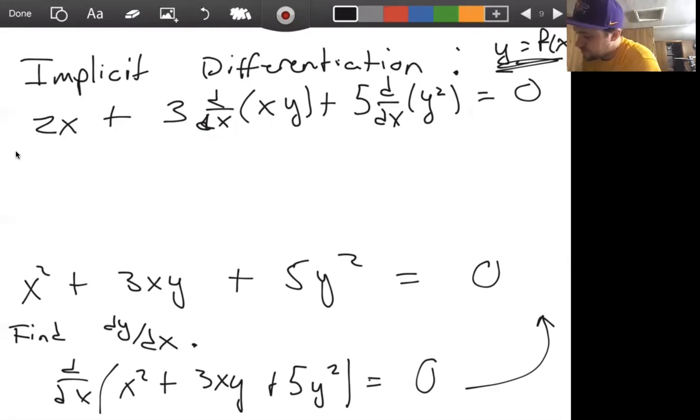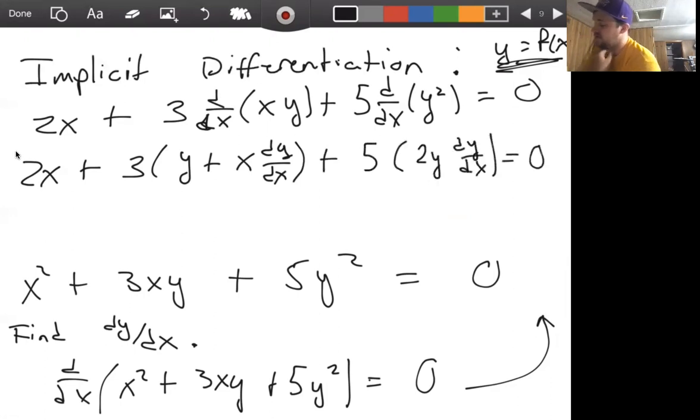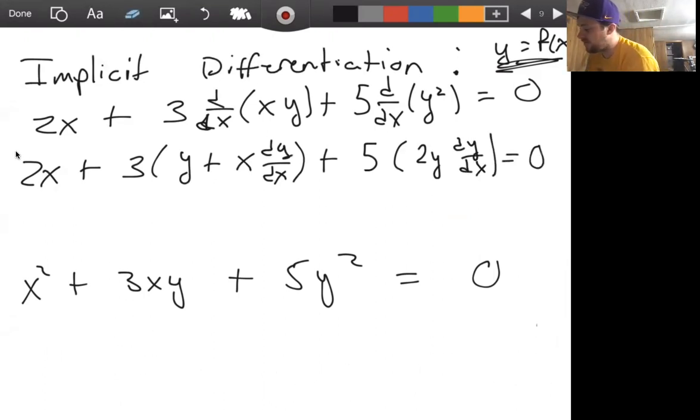And so what we'd get for this derivative is, when we take derivatives, well, you have x times y, and this is a product of functions, so you have to use the product rule, right? And so you get y plus x dy dx, plus 5, and then this is going to be chain rule, right? So that's 2y dy dx equals 0. And what can we do now, right? Because we're solving for dy dx.